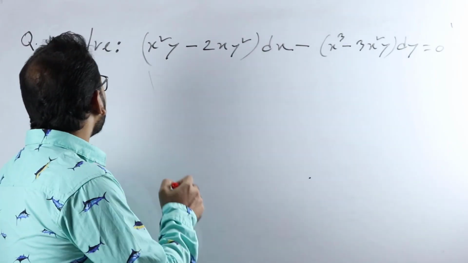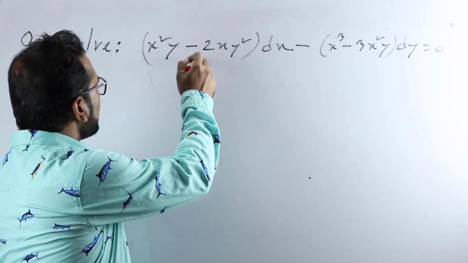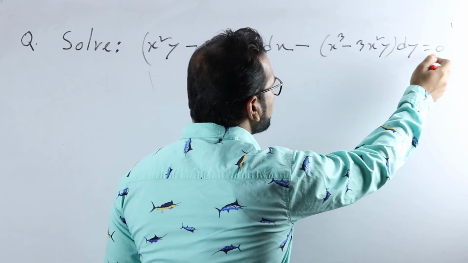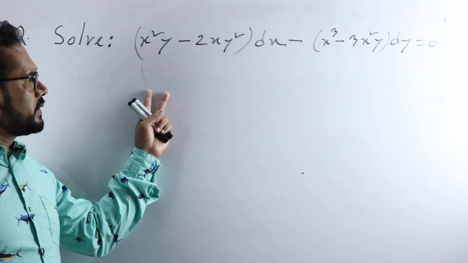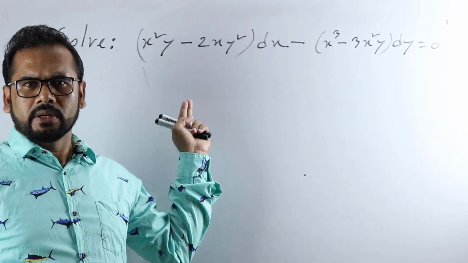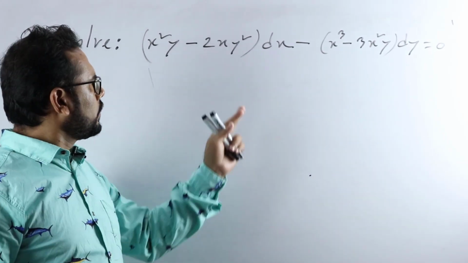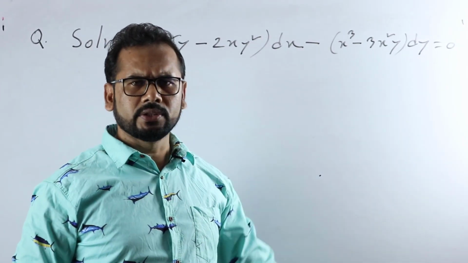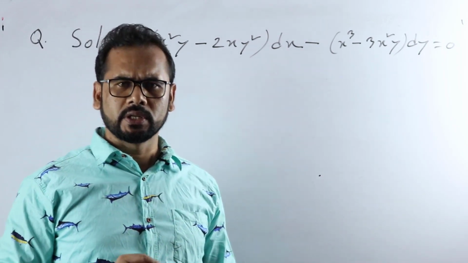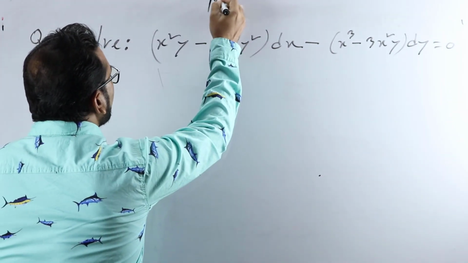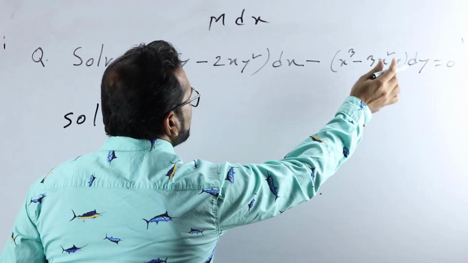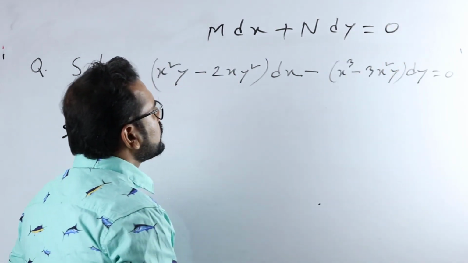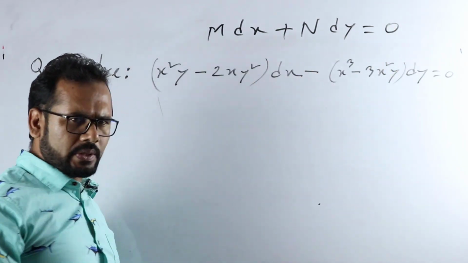Here the equation is (x square y minus 2x y square) dx minus (x cube minus 3x square y) dy is equals to 0. This is the given question. We have to solve this question. First of all, it is noticeable that dx and dy are differential operators, so this is a differential equation. This is like M dx plus N dy is equals to 0, so this is the pattern of a differential equation.